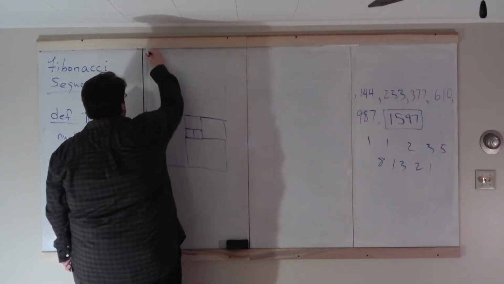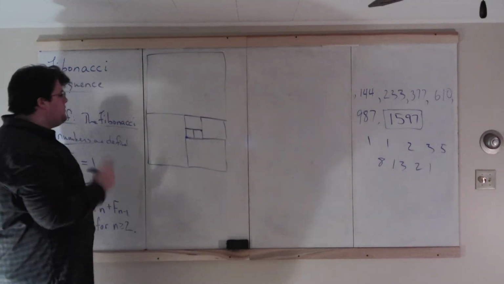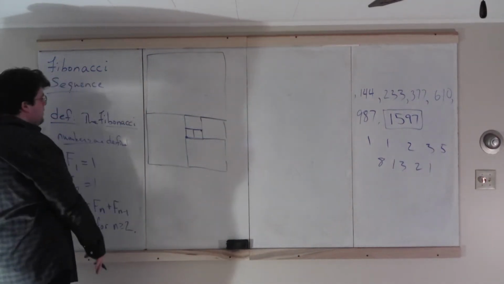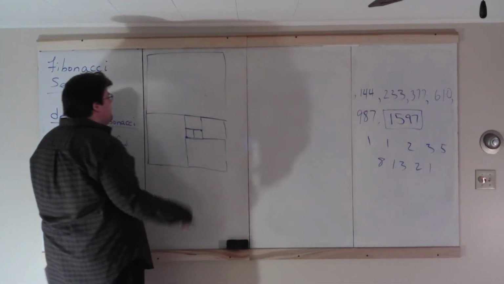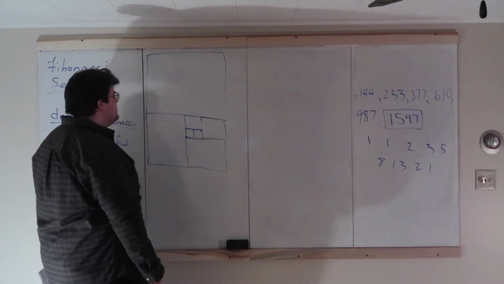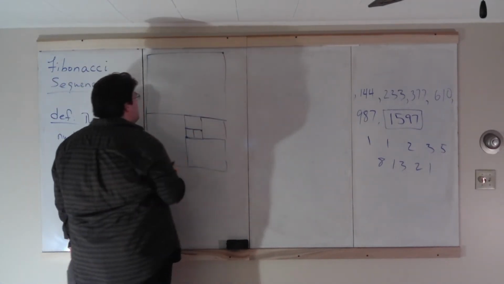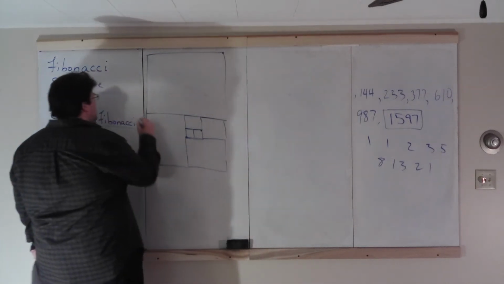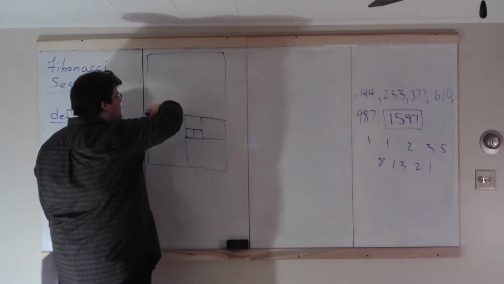And up here, a 13x13. And you can keep going: 21x21, 34x34, and so on. But what are we going to do with this? Well, we're going to form a spiral. How are we going to form a spiral? Start up here. And we're going to go diagonally, but we're going to make an arc.